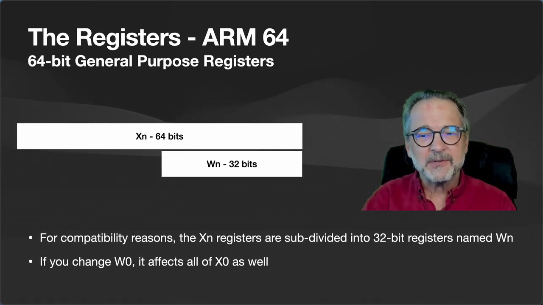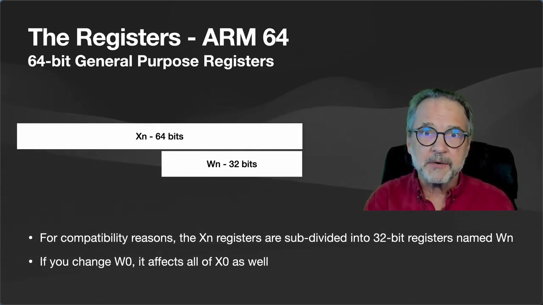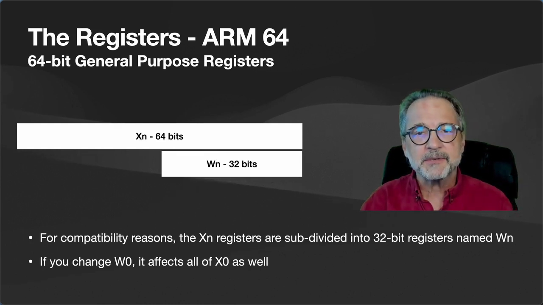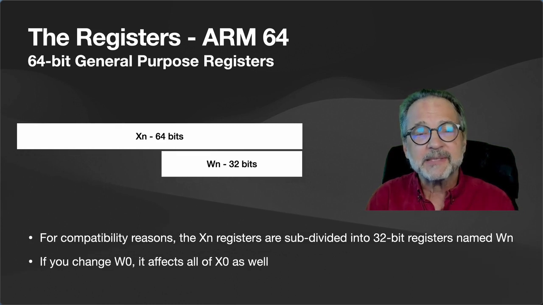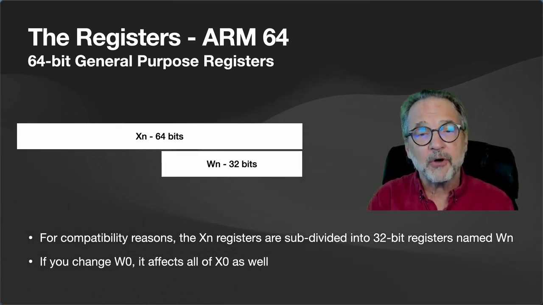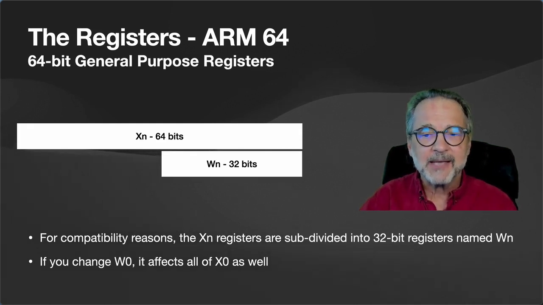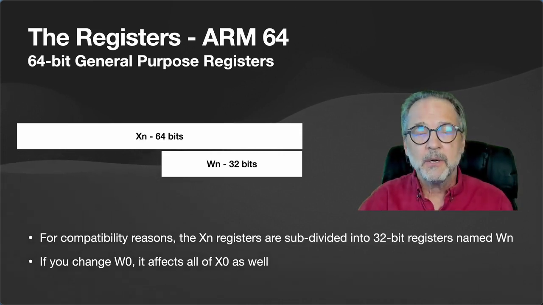Now, why did they do that? Mainly for compatibility reasons, because ARM processors started off years and years ago as 32-bit registers. They've always been that way. But with the advent of 64-bit CPUs, they had to come up with some way of making them compatible when you go from 32-bit to 64-bit, and that's how they did it, much the same way that the Intel x86-64 registers are set up.